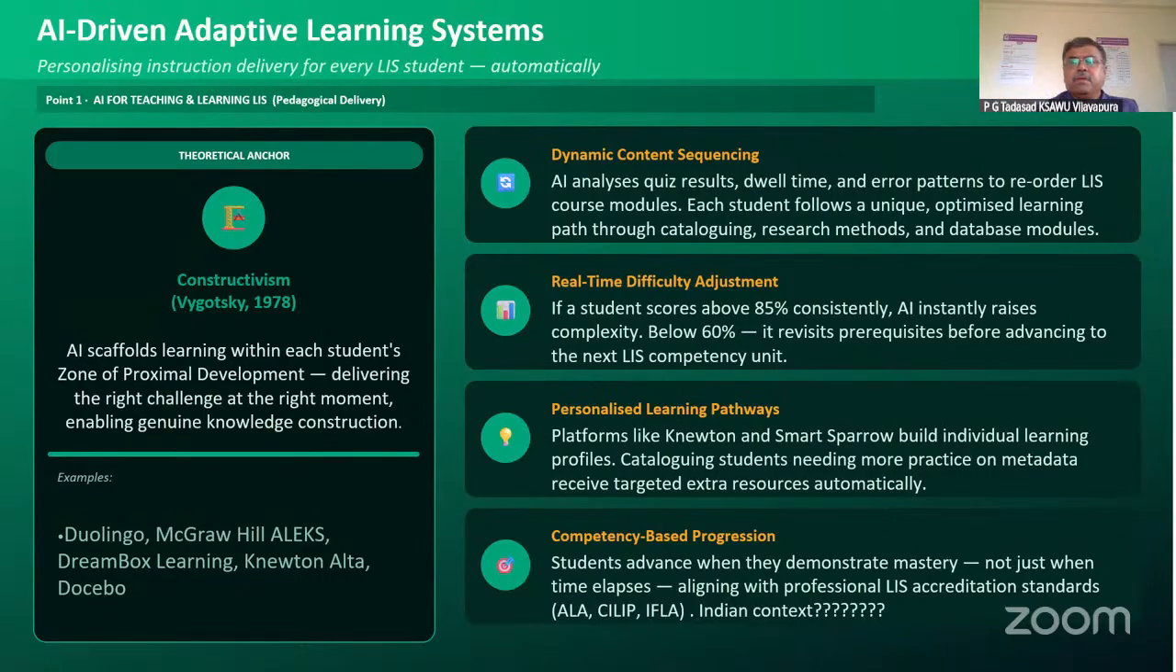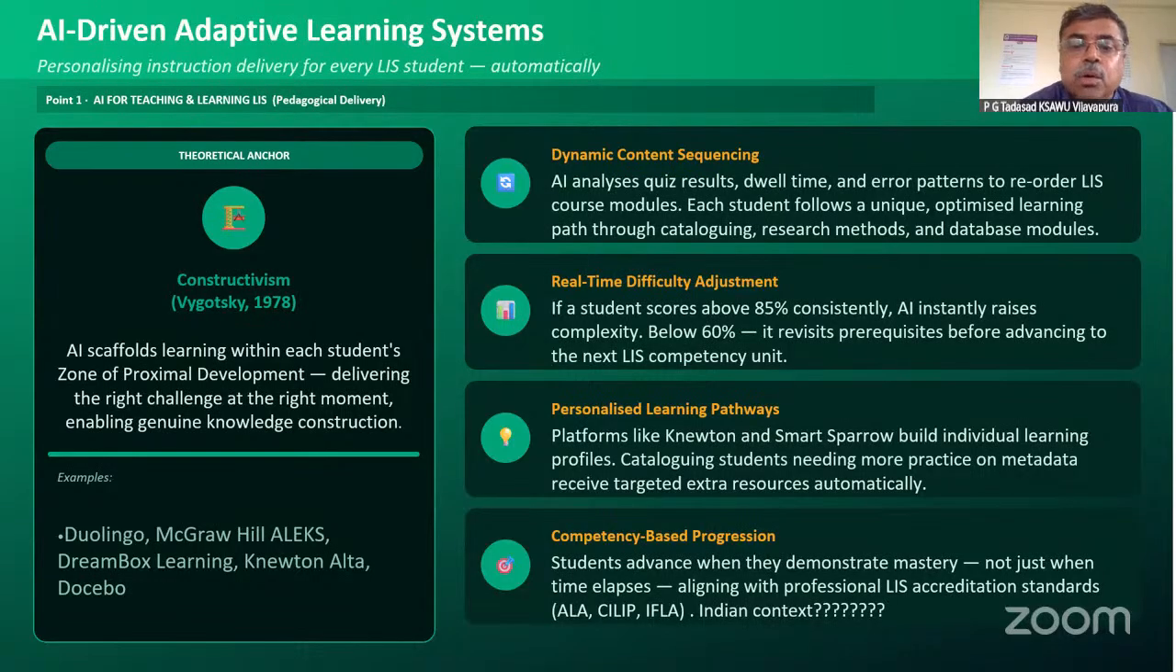The third one is personalized learning pathways. You can build individual learning profiles. You can build your own path. If you need more practice on metadata, you will have targeted extra resources at your end so that you can do more. If your efficiency is less, you cannot do the work beyond your limitations. Personalized learning pathways can help you as a tool.